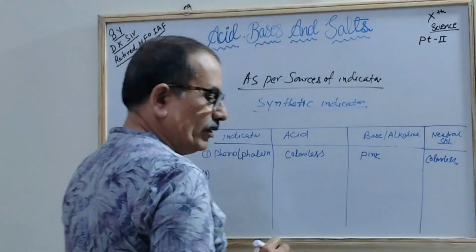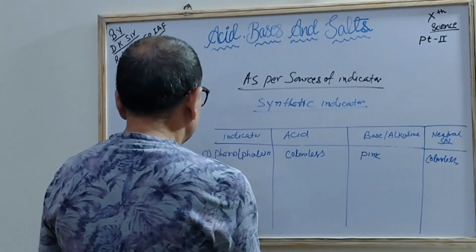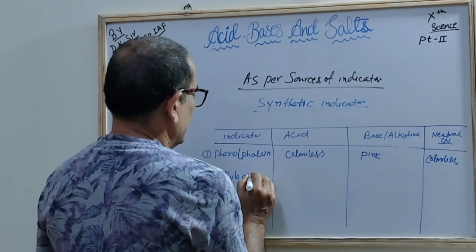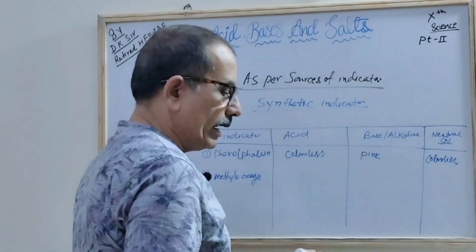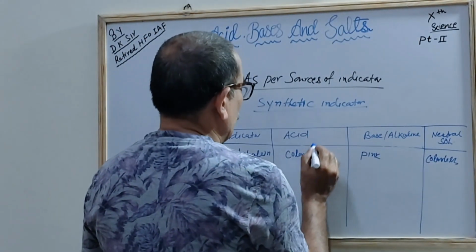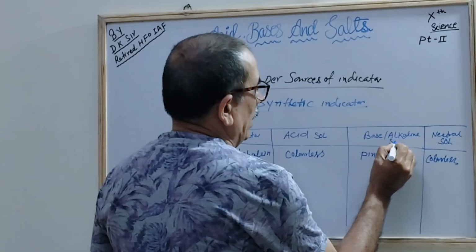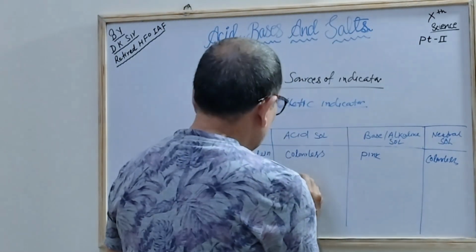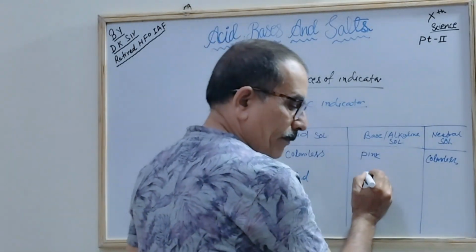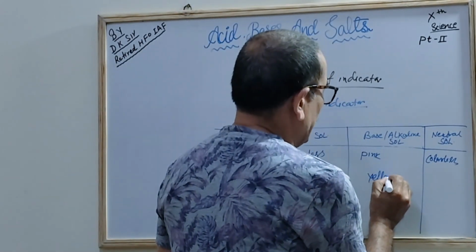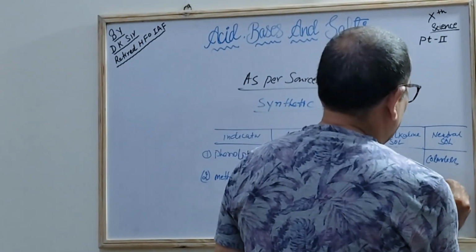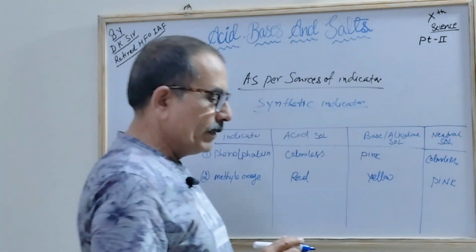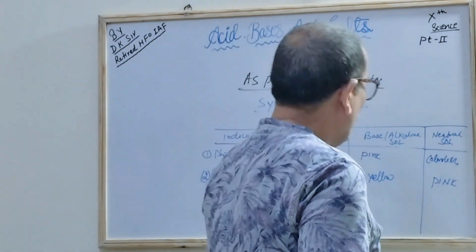The next indicator we are using is methyl orange. This is methyl orange. Correct? In the methyl orange, when you put it in the acidic solution, it will change into red. Correct? And in the basic it is going to change into yellow. And in the neutral it is going to change to pink. It is very important so far as the MCQ is concerned. In the MCQ there can be one of these.